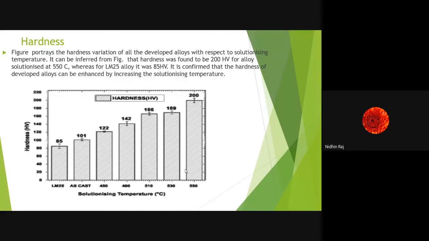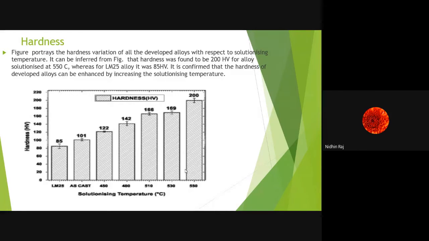Now this leads to precipitation hardening, and because of this, high cohesive force between the soft aluminum matrix and nickel. The present investigation was found to be in agreement with the study conducted before, and it also confirmed that the aforementioned phenomena resisted the movement of aluminum under outside load. Thus, it can be confirmed that the hardness of the developed alloys can be enhanced by increasing the solutionizing temperature. So we found an increasing trend for hardness from LM25 to the 550 degrees Celsius solutionized alloy, ranging from 85 HV to 200 HV.